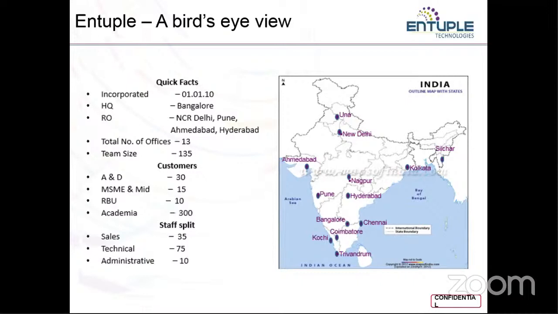We serve 30 aerospace and defense customers, 15 MSME and mid-range companies, 10 research institutes, and over 300 academic institutions. Coming to the staff split, we have over 35 sales executives working all over India in almost all the locations, and over 75 engineers working as a technical team across domains, and our core team of administrative experts.